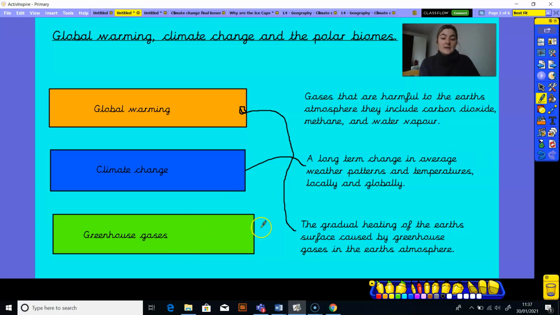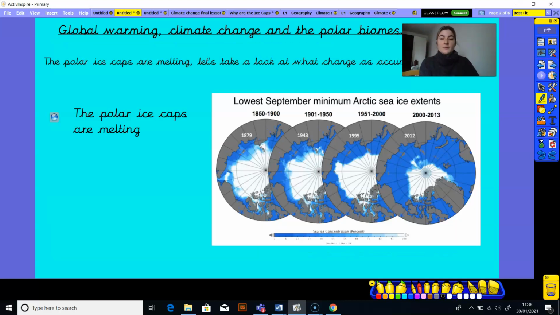And lastly, we've got greenhouse gases. And we've got gases that are harmful to the Earth's atmosphere. They include carbon dioxide, methane, and water vapour. So these are some of the gases that we looked at last week. And these are the gases that get trapped in the Earth's atmosphere and are causing it to feel warmer and temperatures to rise. Okay, so well done if you got all those right. Not to worry if you didn't, because that's why we went over it, just so we can recap and make sure that we know what is happening in this lesson.